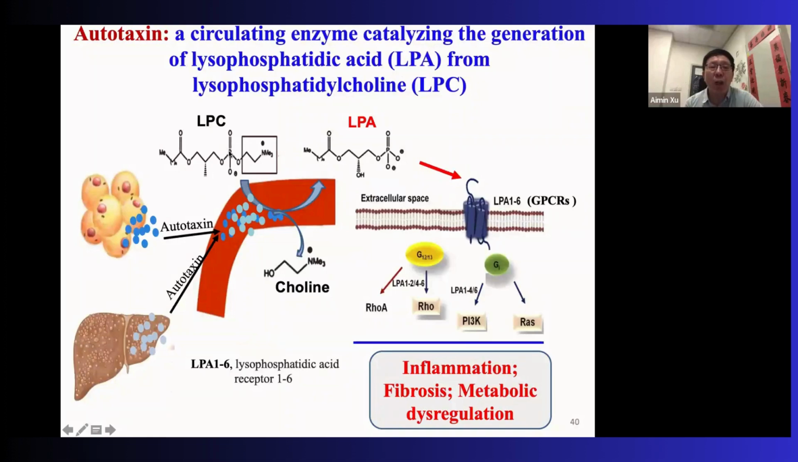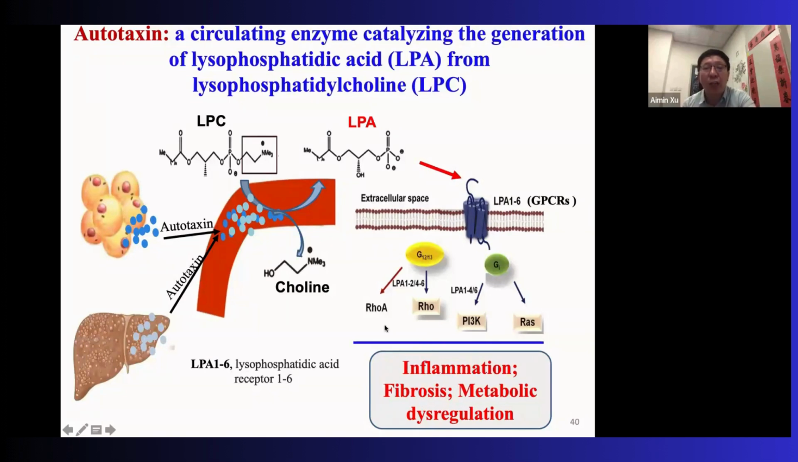So once this LPC is converted to LPA, it can activate the LPA receptor. LPA receptors are G-protein coupled receptors. Once that is activated, it will activate multiple inflammatory pathways, triggering inflammation and also fibrosis.